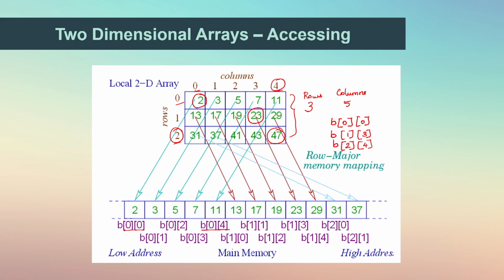So, the second row is represented using the subscript 1 comma 1, and then it goes ahead with all elements up to B of 1 comma 4, and then it has to start with the next row starting from B of 2 comma 0, and it goes ahead. So, this is the way that the values are being stored in the memory.